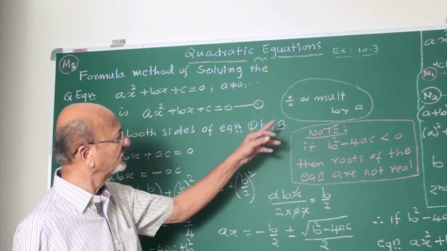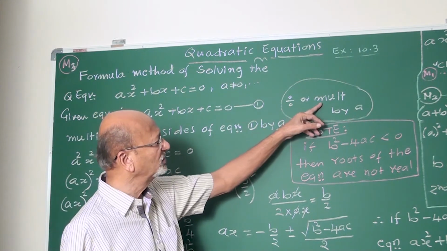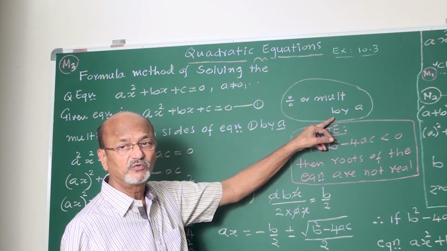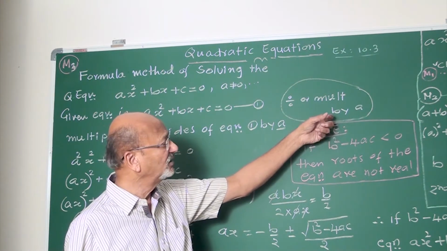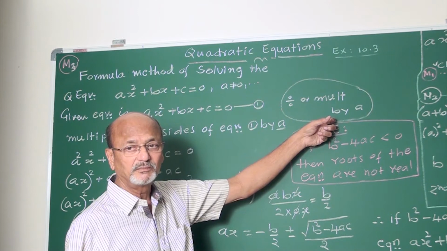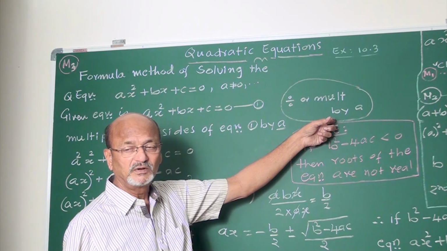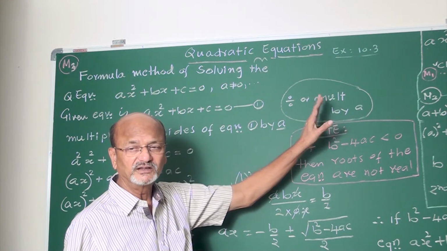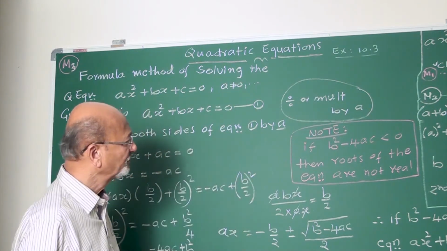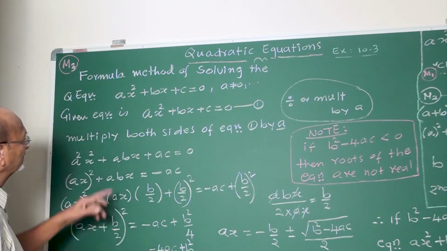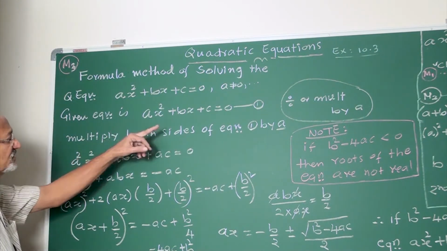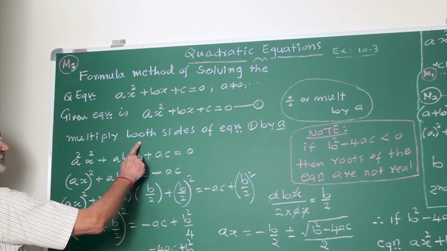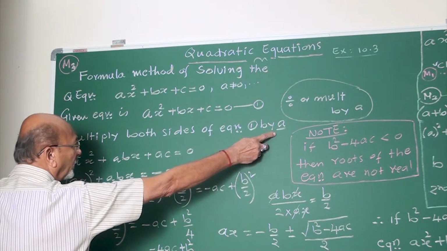Another method is, instead of dividing, you have to multiply each term of the given equation by a. That becomes simple. Yes, my friends. See, given equation is this. Name this as equation 1. Multiply both sides of equation 1 by a. Either divide or multiply; I have used the second method, multiplication.